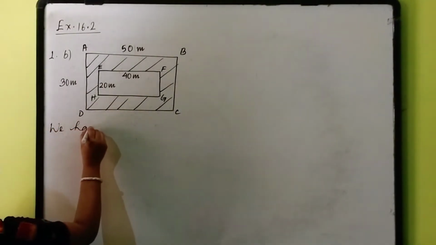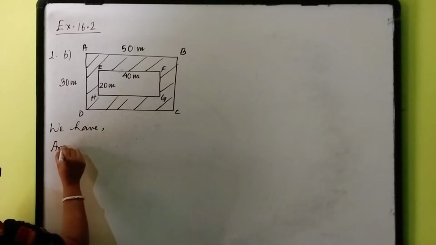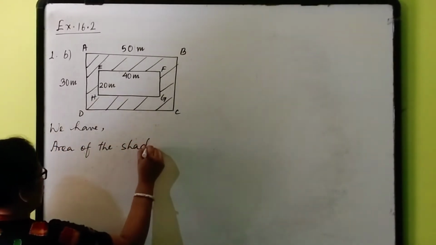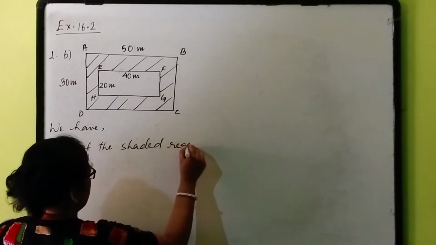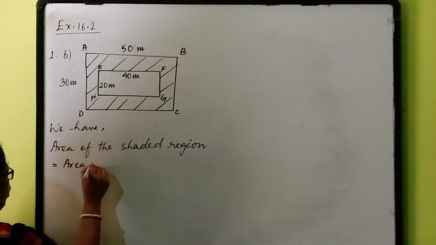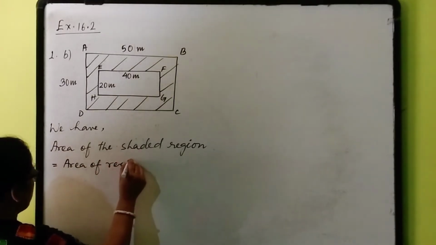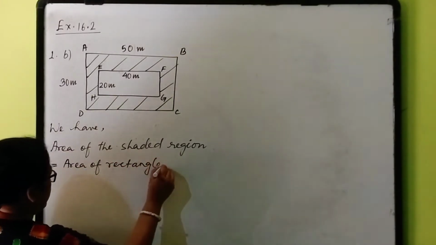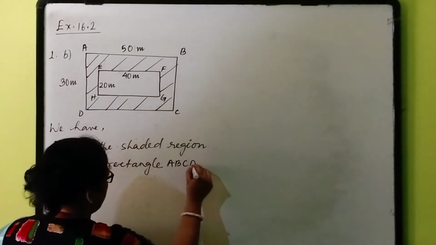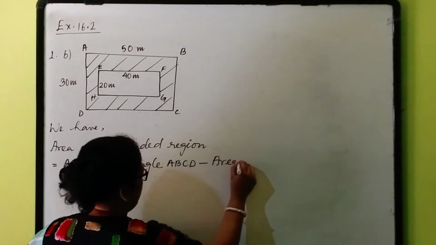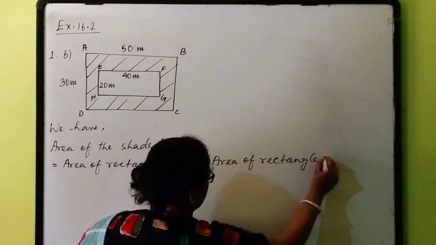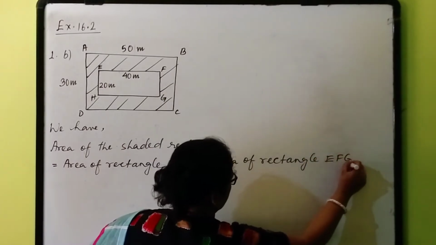So what we do? We have area of the shaded region. Area of the shaded region is equal to area of rectangle ABCD, that is why I have given the names, minus area of rectangle EFGH. Have we got it?